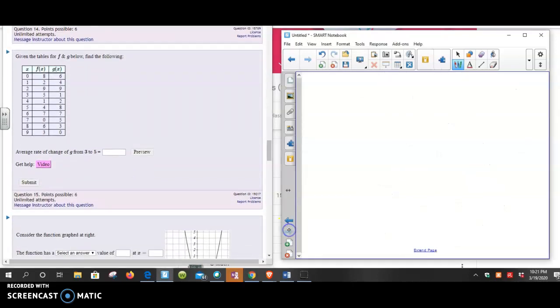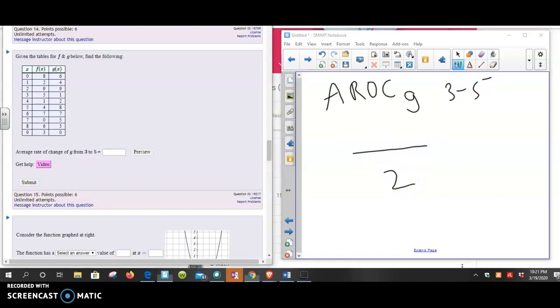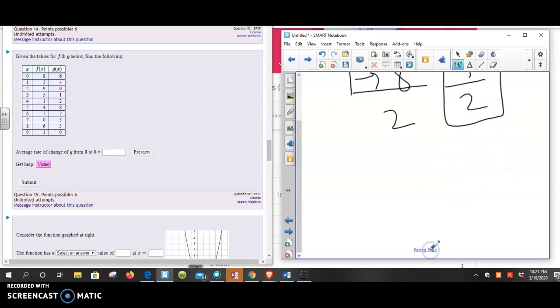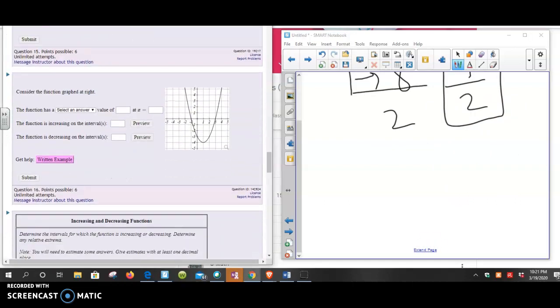Okay, on to 15. Now for 15, they give us a table, and they ask the average rate of change of G, the AROC of G, from 3 to 5. So that means our denominator is going to be a 2. We'll go from 3, which is a 1, to 5, which is an 8. Okay, so we went up 7 over 2, so that's how we can simplify it. So it's going to be 7 over 2 is our rate of change, or our average rate of change, or our slope. Moving on.